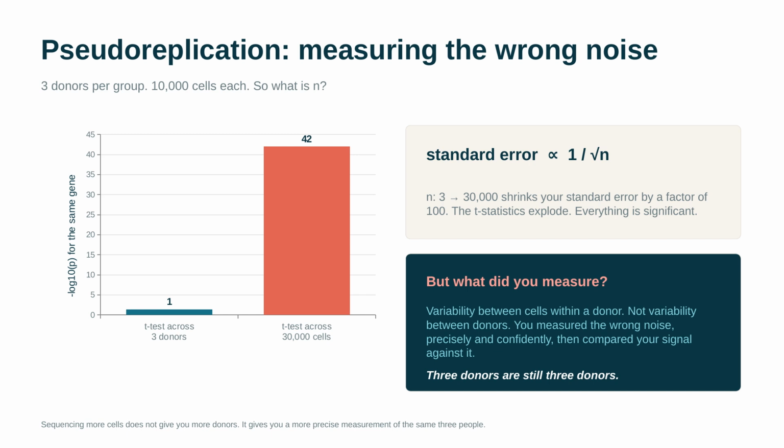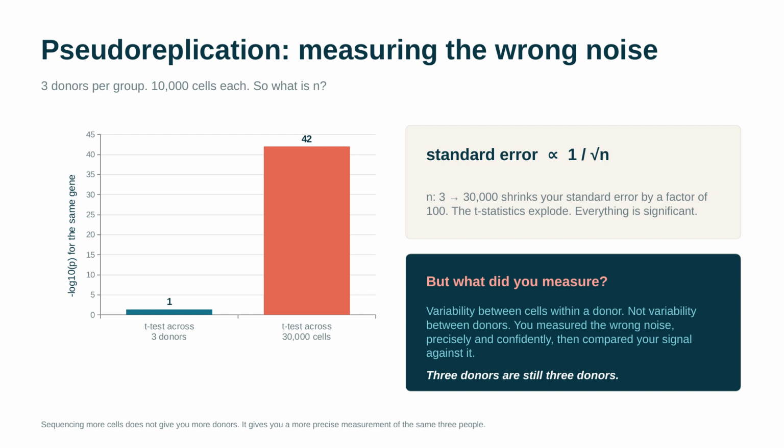Look at what that does to the standard error. It has the square root of n in the denominator, so going from 3 to 30,000 shrinks your standard error by a factor of 100. Your t-statistics explode. Everything is significant. Every gene. And it feels wonderful, because the p-values are astronomical and the volcano plot is full.